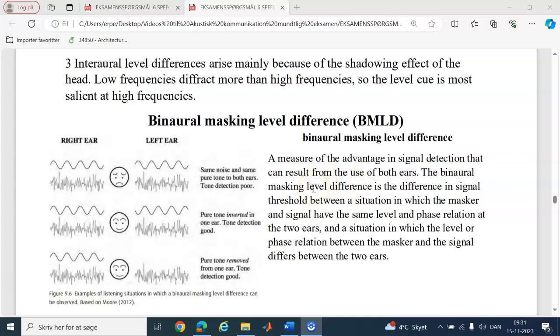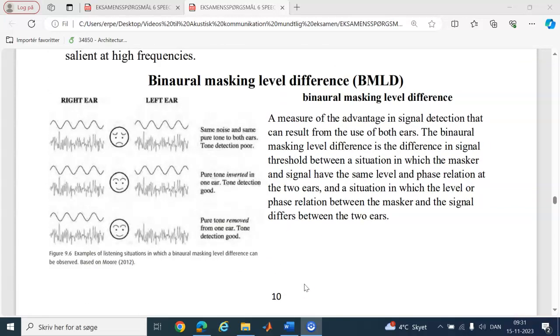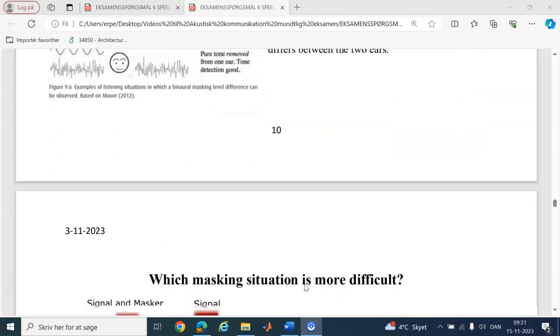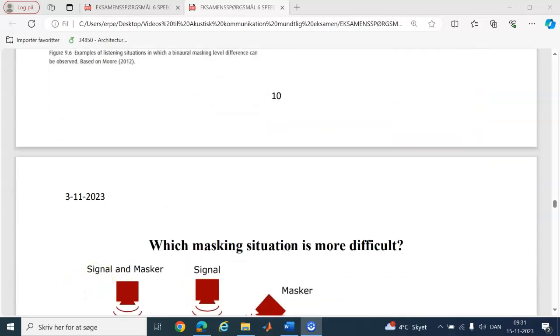The binaural masking level difference is a difference in signal threshold between a situation in which the masker and signal have the same level and phase relation at the two ears, and a situation in which the level or phase relation between the masker and the signal differs between the two ears. So that gives us the BMLD. So that was part 2.